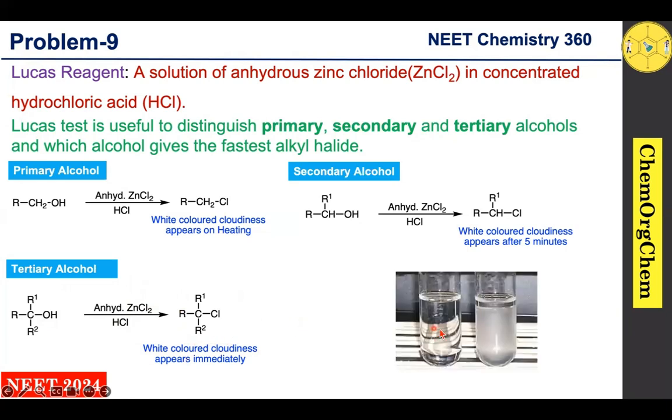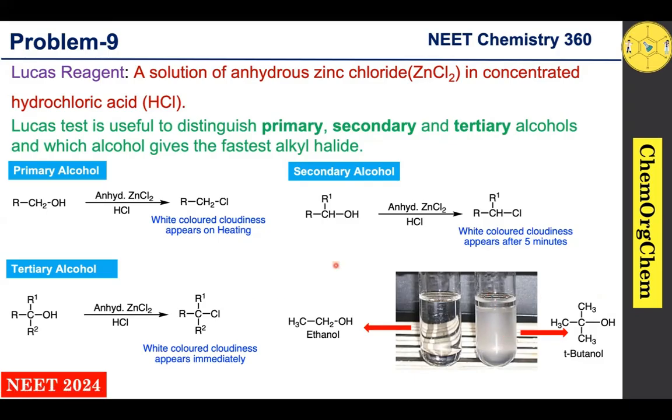So for example, now you take this picture. Here you see, in this left hand side picture, when you take ethanol with Lucas reagent, there is no change at all at room temperature. However, now you see this right hand side picture, when you take tertiary butanol and Lucas reagent, it quickly produces this white colored cloudiness because of the formation of tertiary butyl chloride.